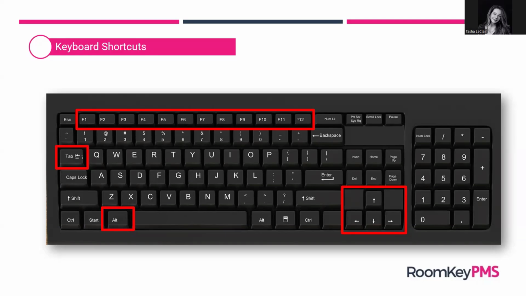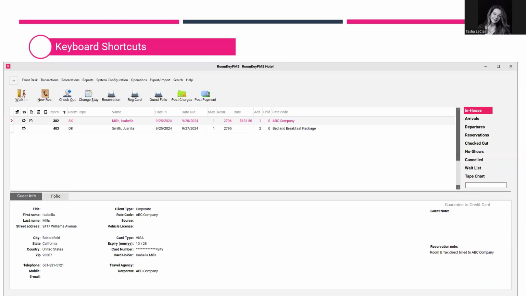So I'm just going to jump over to our demo property here for RoomKey. And I just want to show you what I mean. With the Alt key, as soon as you click Alt on the keyboard, you're going to have access to the drop-down menu features along the top here. So bringing your eyes up to the menu items there, when I click Alt on my keyboard, you'll notice that my cursor now appears and allows me to use my direction keys to move across these menu items.